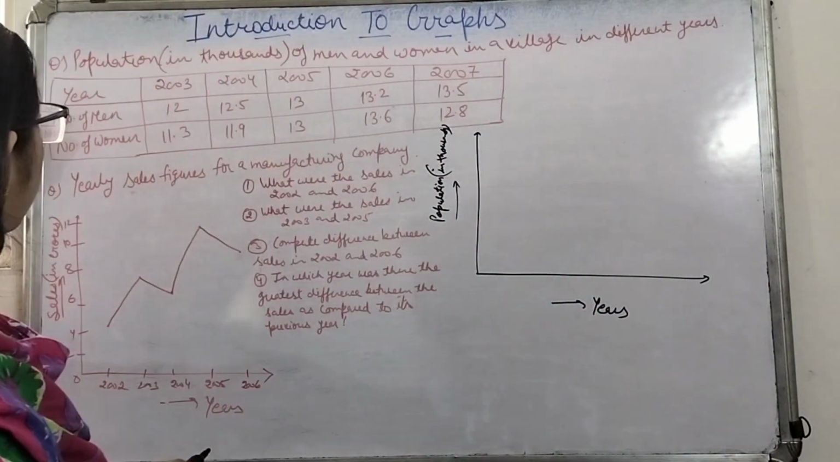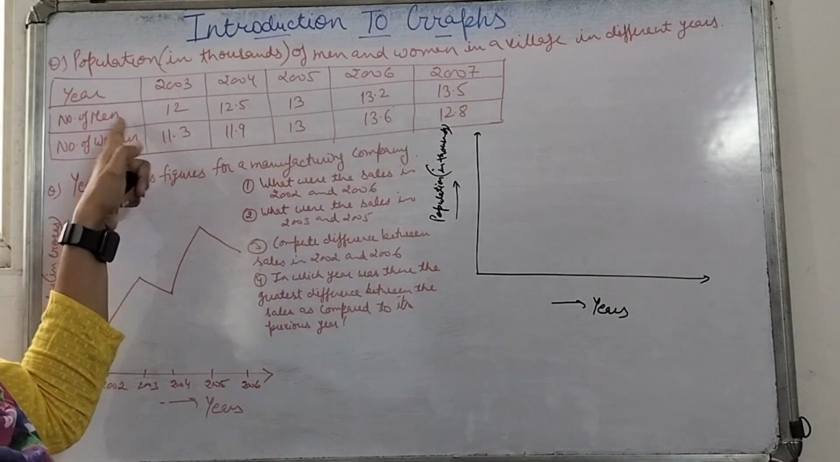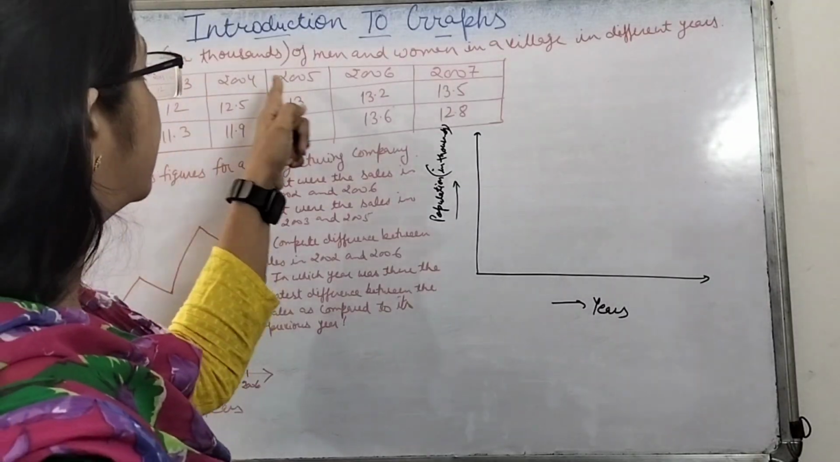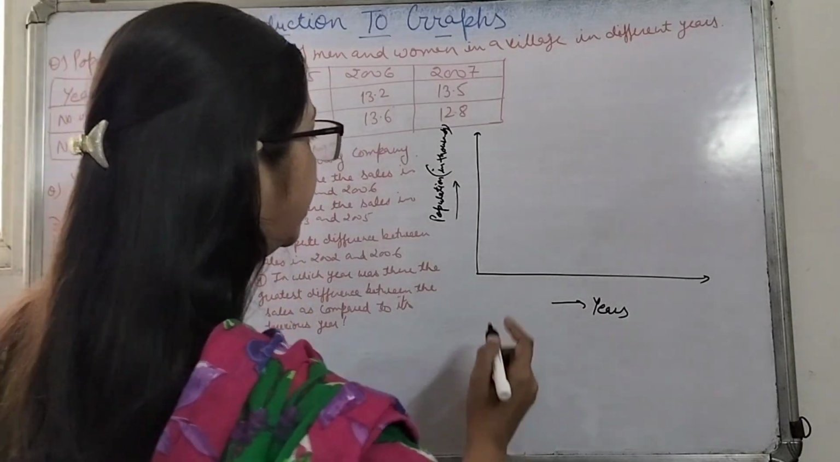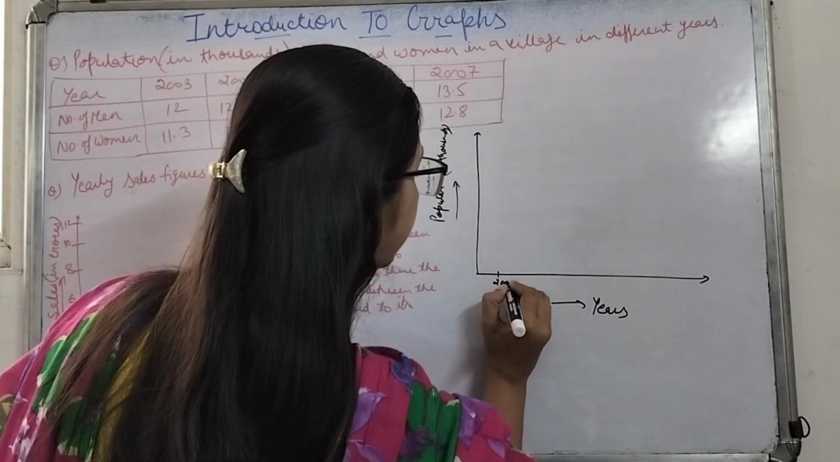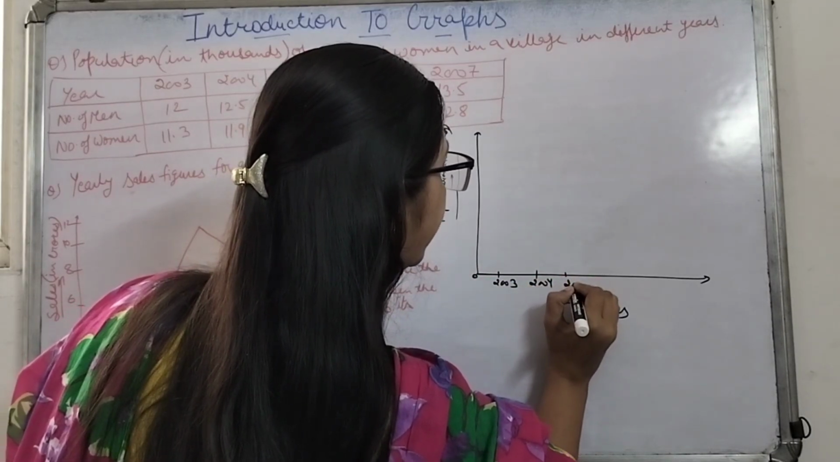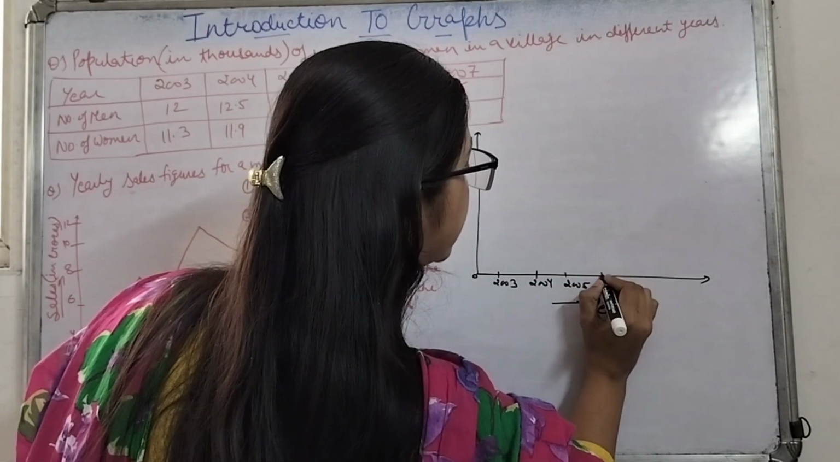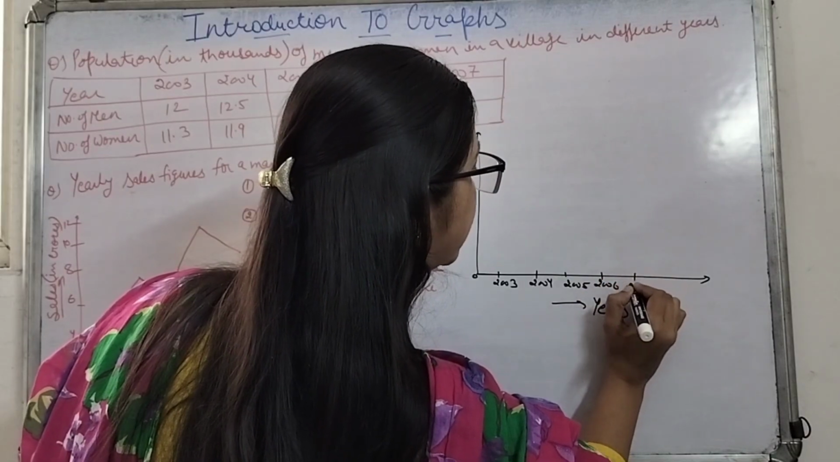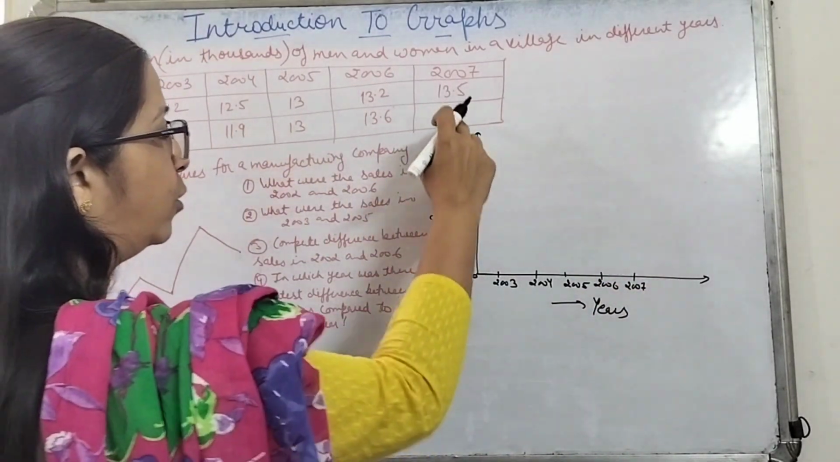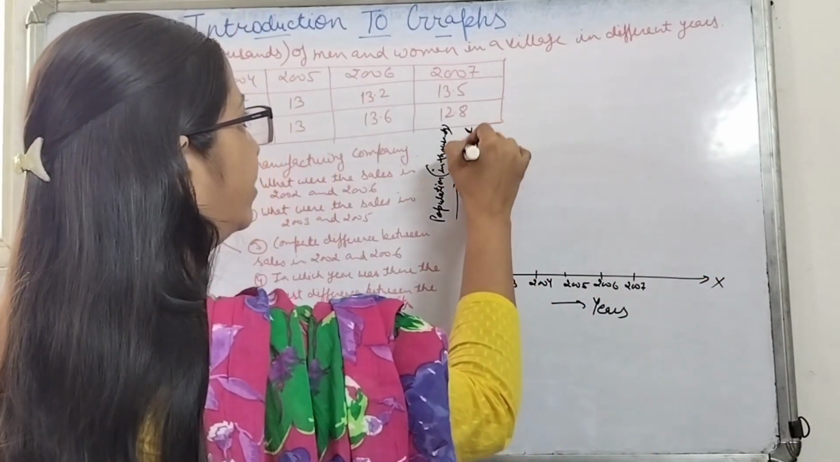Now two graphs will be there, one for the number of men, another for the number of women. First of all, we are taking years on the x-axis, that is 2003. This is your 2003. This is your 2004, 2005, 2006. At uniform distance, we will be taking all these, 2007. Now this is your x-axis, this is your y-axis.